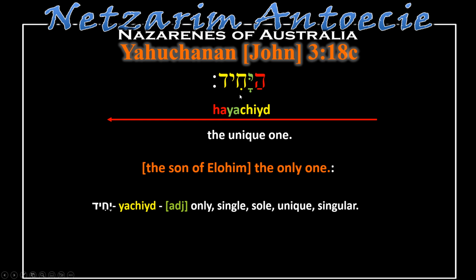And we have a Hey, Yod, Chet, Yod, Dalet. So it is Ha-Yachid. Ha-Yachid, the unique one. Or it could be just the unique. The Son of Elohim, the only one. Yachid is, as an adjective, means only, single, sole, unique, or singular, meaning there's no other. The Son of Elohim, the only one.